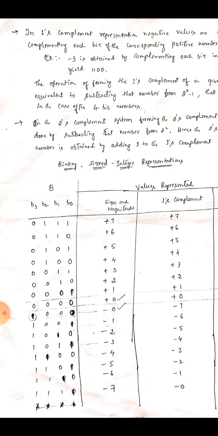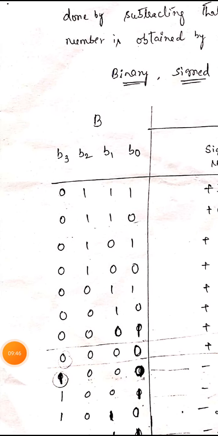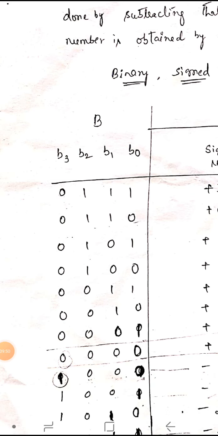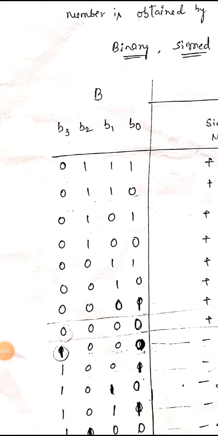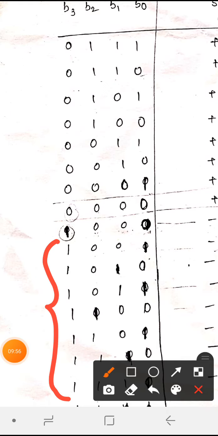Just for ease of understanding, we have separated the table. The upper side holds the numbers where the MSB is 0. You can see here, right? We have separated it, saying that the MSB is 0 for the upper numbers, and the lower ones are the numbers where the MSB is 1.